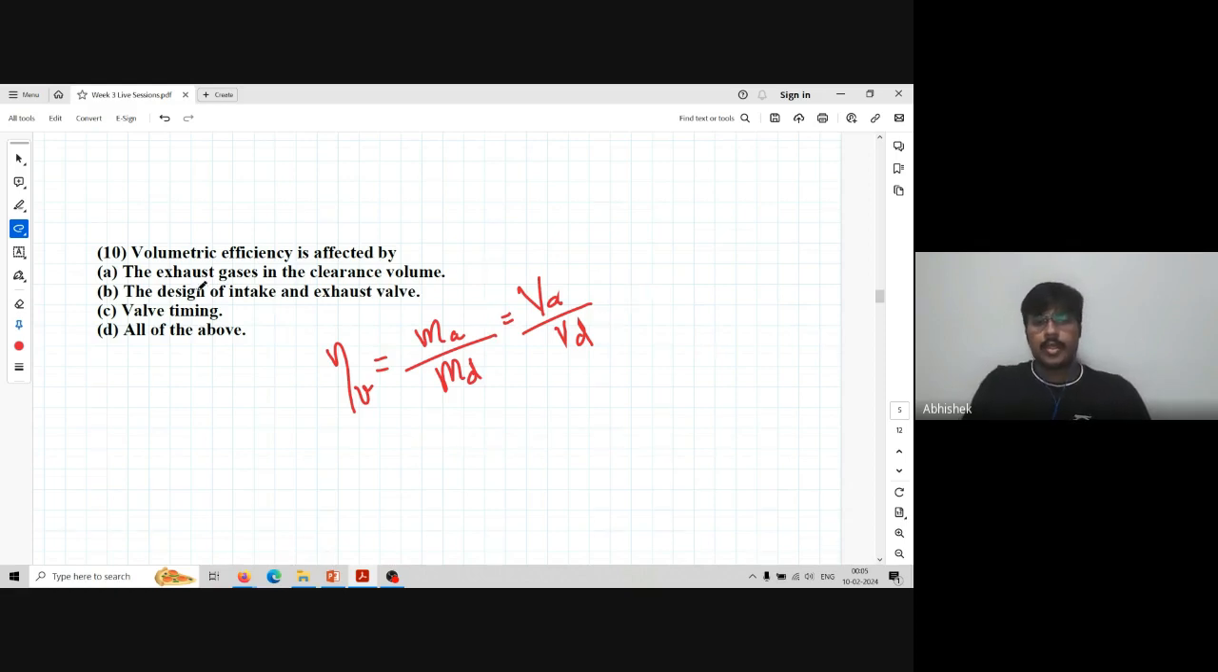So if there are some exhaust gases in the clearance volume, will volumetric efficiency be affected or not? You tell me. If a certain cylinder's volume is 10 cc and some amount is covered with exhaust gases, let us say it is covering 2 cc.